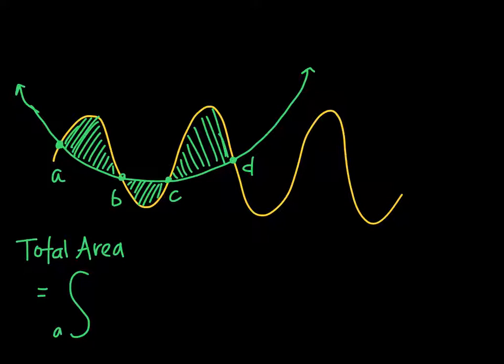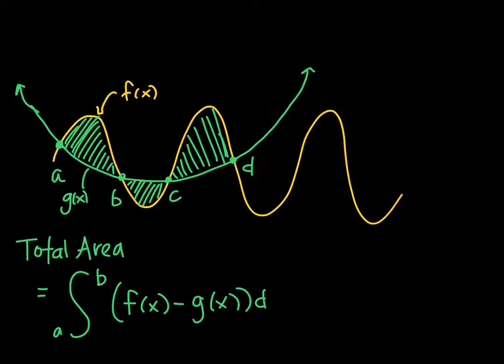Let's start with the integral from A to B. The yellow function we're going to call f of x, and we'll call the green function g of x. So for the first region between A and B, the upper boundary is the f of x one. So I do it in the order of f of x minus g of x dx. The subtraction of the top minus the bottom. Clean up the algebra first.